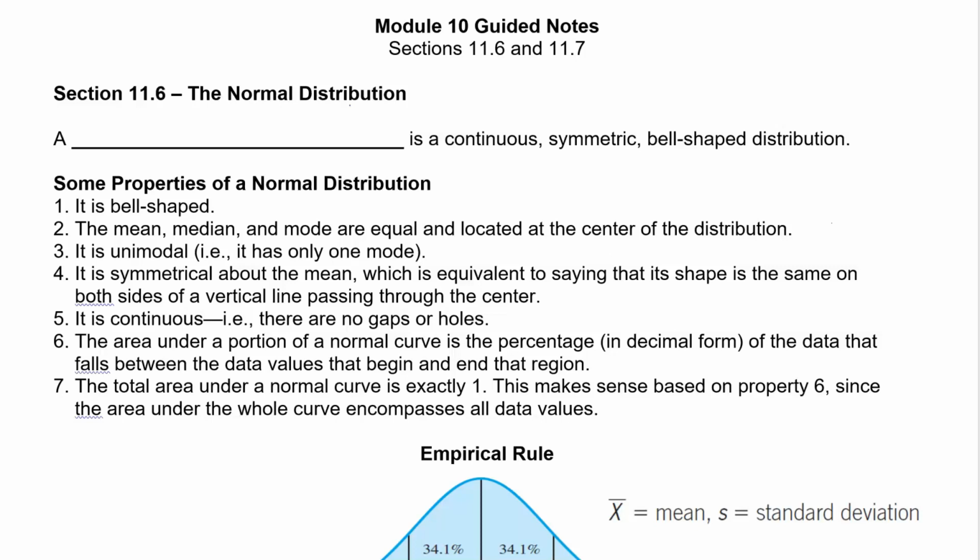Hi there. So this is a video on Module 10 for Math 125, and Module 10 covers sections 11.6 and 11.7, which are on the normal distribution.